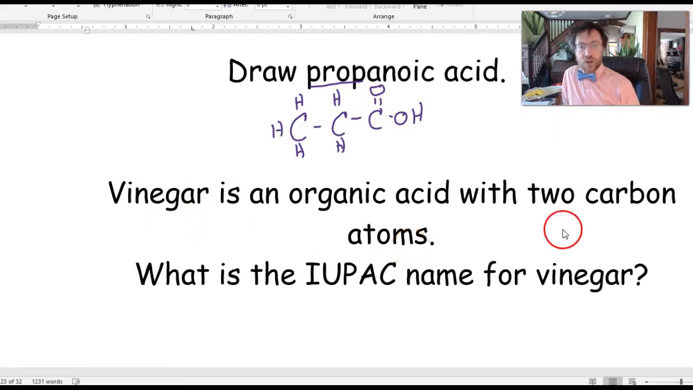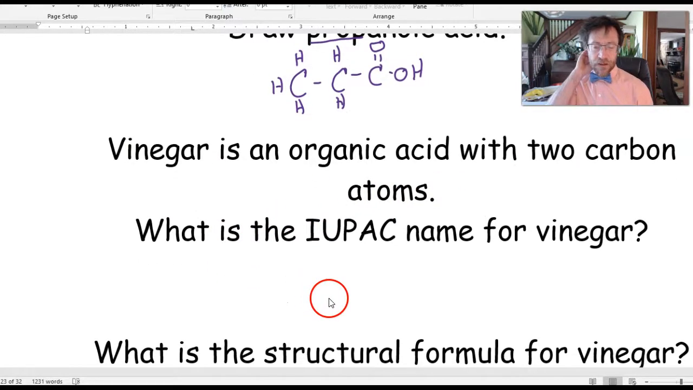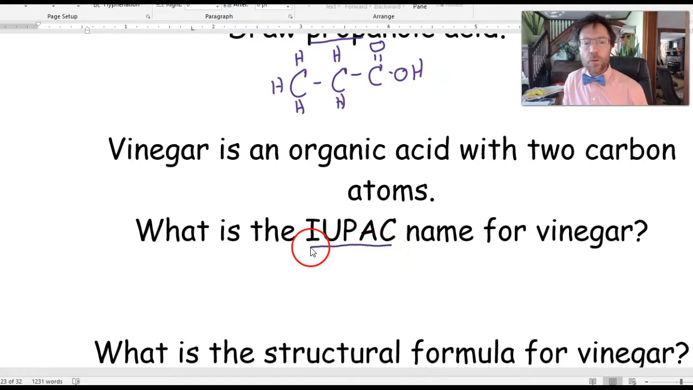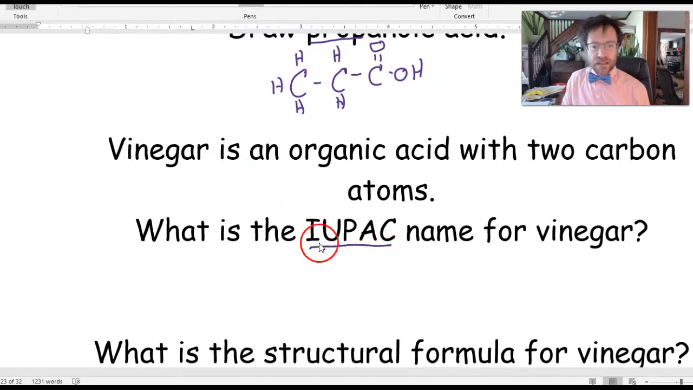Vinegar is an organic acid with 2 carbon atoms. What is the IUPAC name for vinegar? Oh, this is also another question that comes up a lot. What does IUPAC mean? I think it's the International Union of Pure and Applied Chemistry. Something like that. It's the international governing body of chemistry so that everybody's doing science the same way. So we all came together to figure out how to name things the same way because there's like 7 or 8 different names for everything.